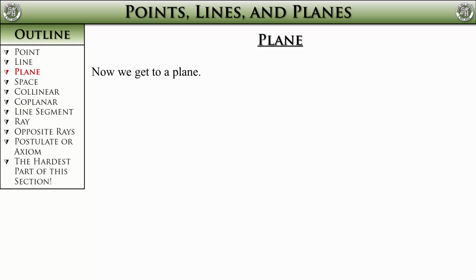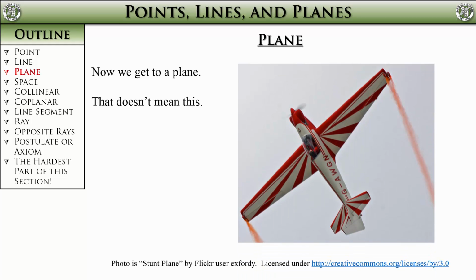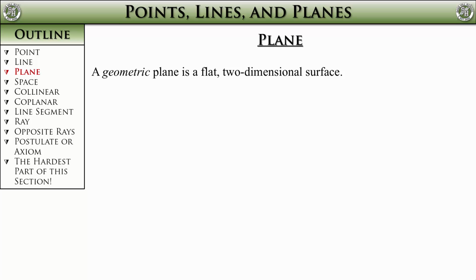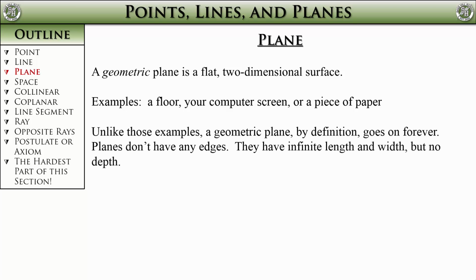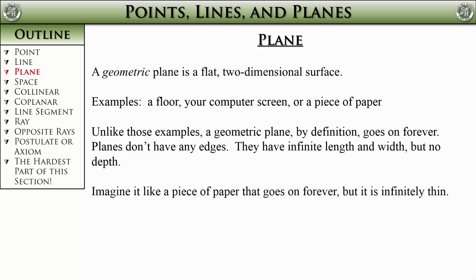Now we get to a plane. Amazingly enough, that doesn't mean this. A geometric plane is a flat 2-dimensional surface, like a floor, your computer screen, or a piece of paper. However, unlike those examples, a geometric plane, by definition, goes on forever. Planes don't have any edges. They have infinite length and width, but no depth. Imagine it like a piece of paper that goes on forever, but it is infinitely thin.